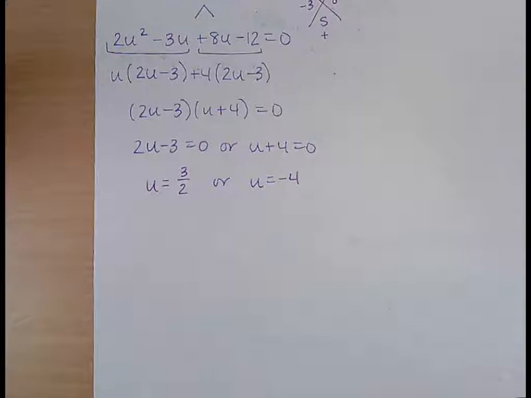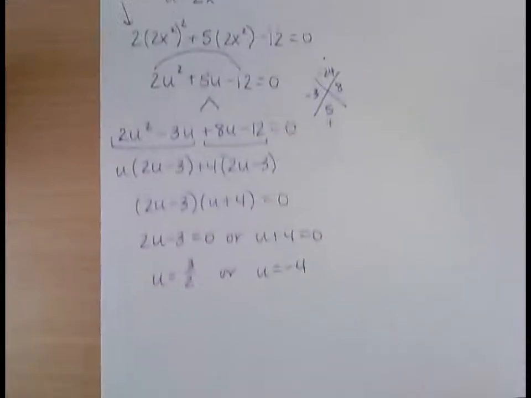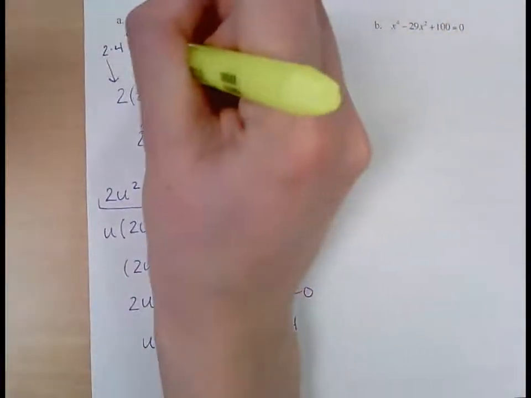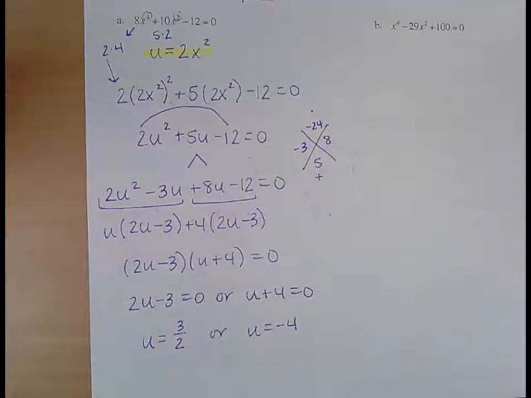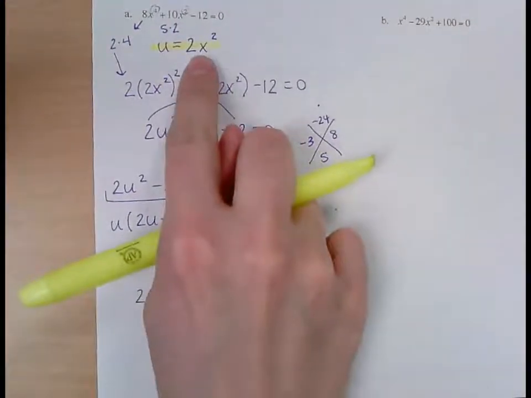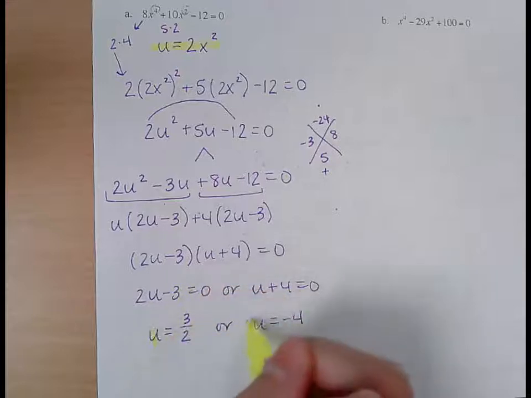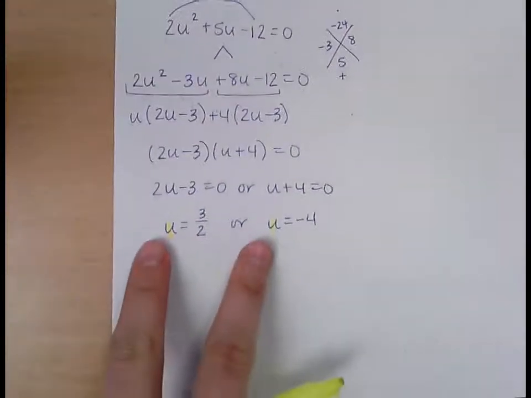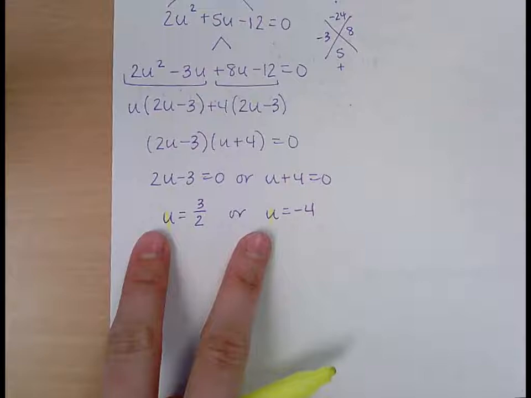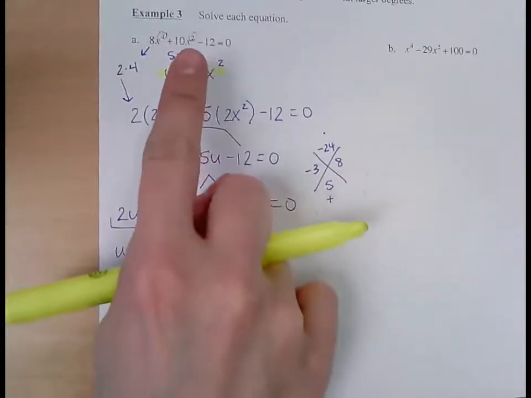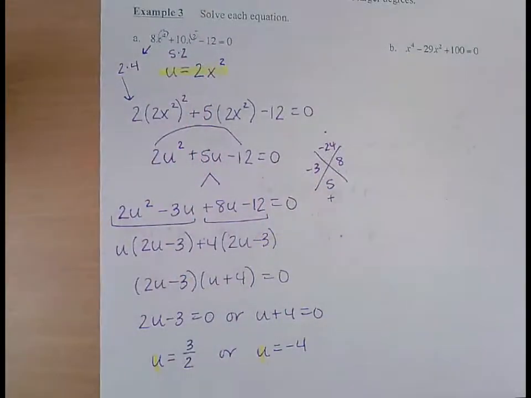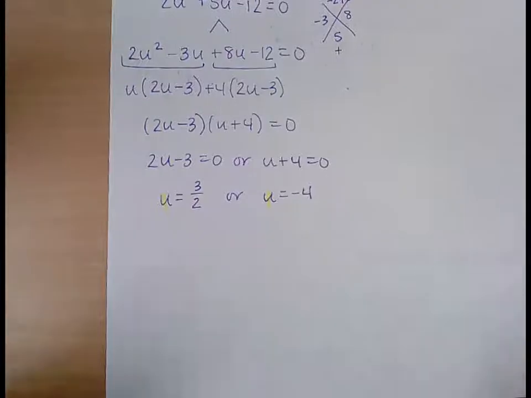So here's where now you have to go back to what you chose as your u. U is equal to 2x squared. You have to now put the 2x squared back in for these u's so that you can solve for x. And look at your equation again too, based on what I talked about in example 1. How many solutions should we have? We should have 4, because the highest exponent, the degree, is 4. So that's another hint that you're not done because you only have 2 answers.